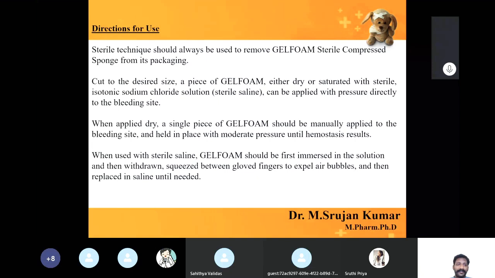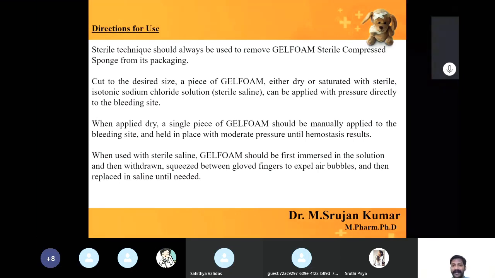Here the first direction is, sterile technique should always be used to remove the gel foam sterile compressed sponge from its packaging. It's an important instruction. It is not like you tear open this gel foam packet with your bare hands. Sterile technique should be used. That means sterilized forceps, and you need to have sterile gloves on your hands. Such care should be taken while opening the gel foam sterile compressed sponge from its packaging. Next step, cut to the desired size.